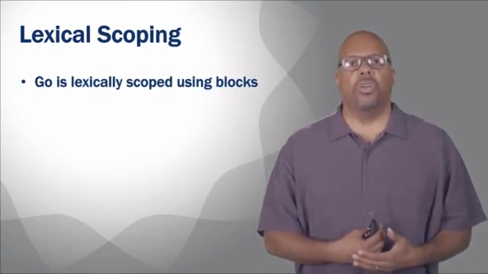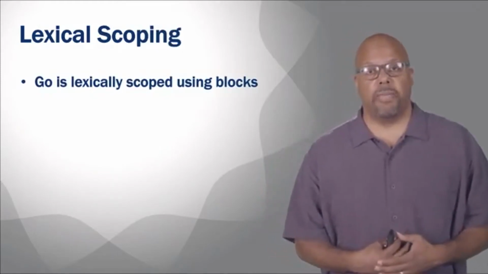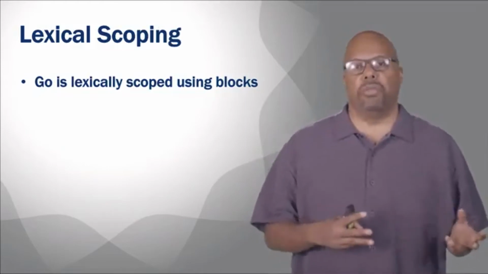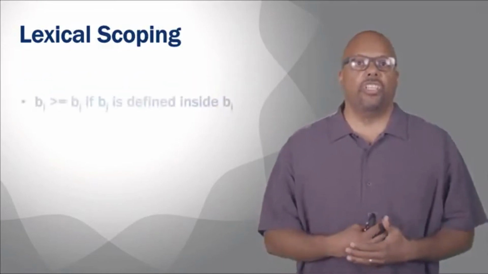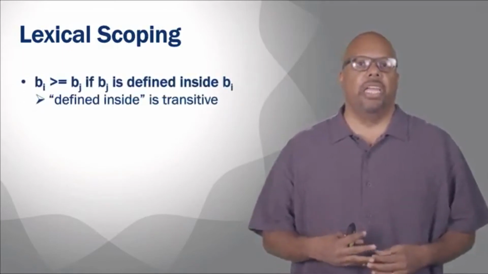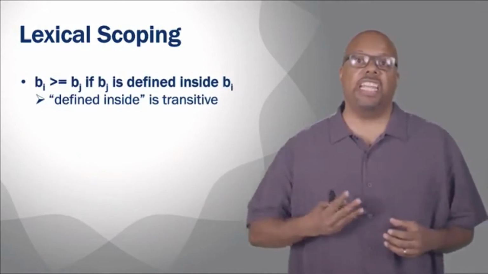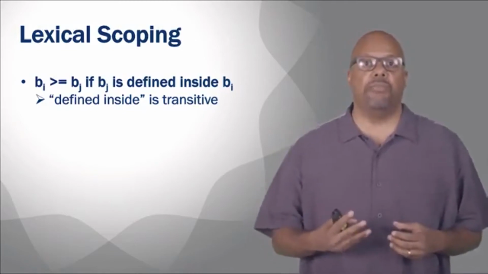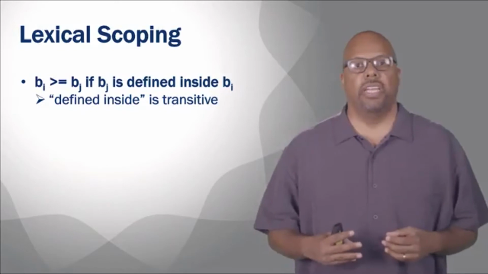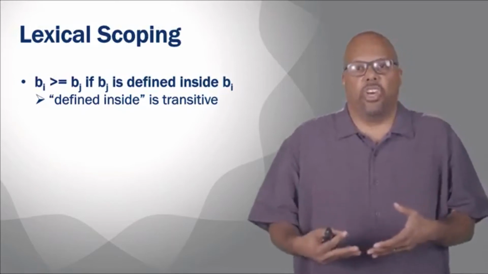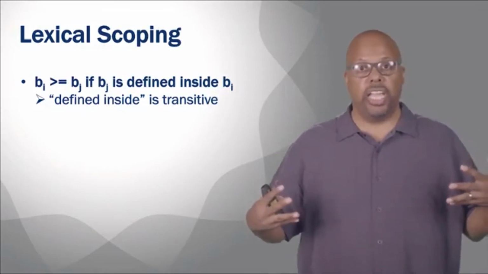Okay, so lexical scoping. This defines how variable references are resolved. Go is a lexically scoped language using blocks. So when we talk about lexical scoping, we've got to talk about this relationship of one block being defined inside another block. I'm using this terminology here: I'm saying Bi is greater than or equal to Bj. If B is a block, and Bj is defined inside Bi, then Bi is greater than or equal to Bj. I would say that Bj, if it's defined inside Bi, is referred to as an inner scope, where the outer scope that includes Bj is Bi.